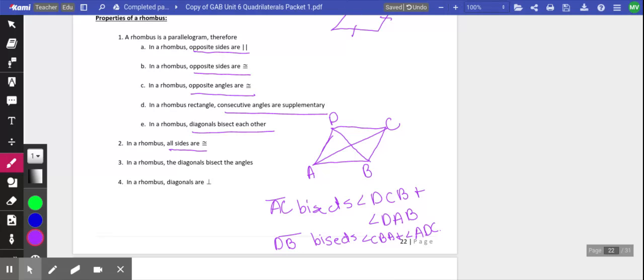Last is that the diagonals are perpendicular. So if I say these intersect at E, that means that I form four right angles at E. So that means that DB is perpendicular to AC. So again, it's really important in this unit that you're memorizing all the properties of all the shapes.